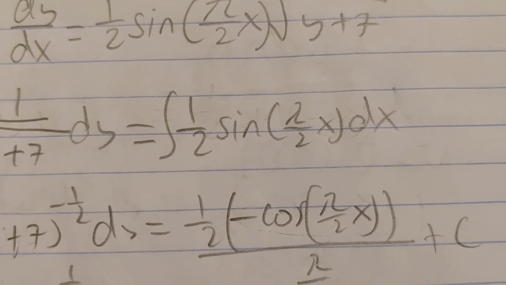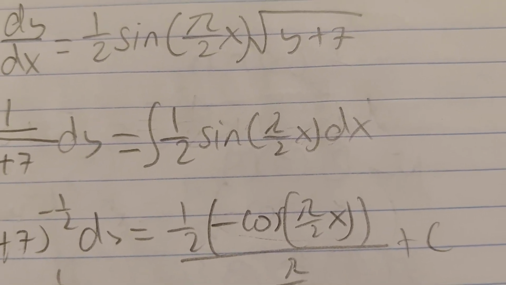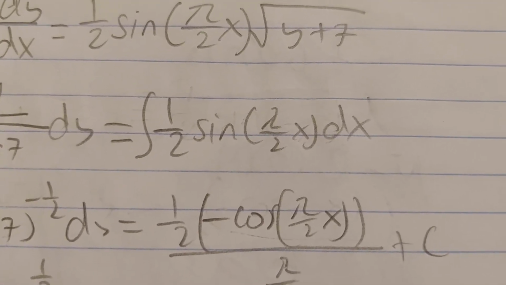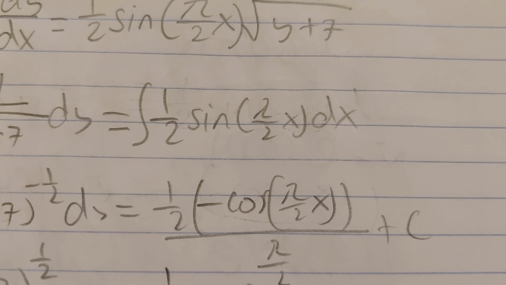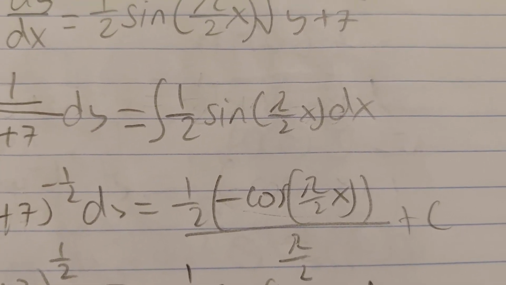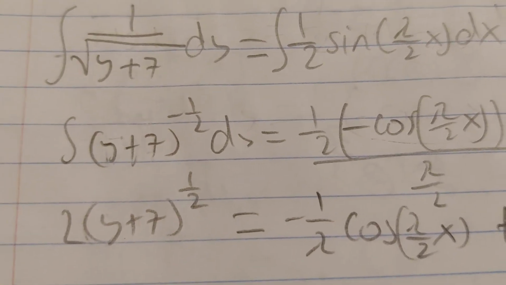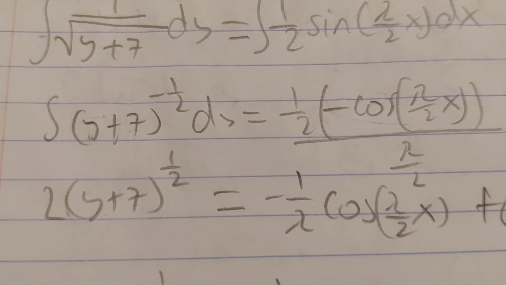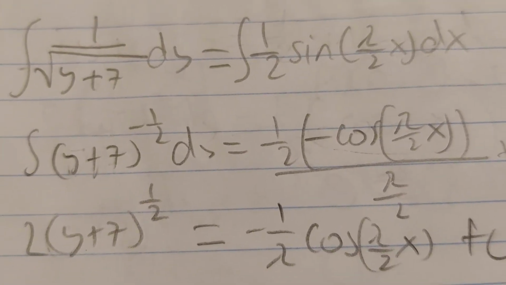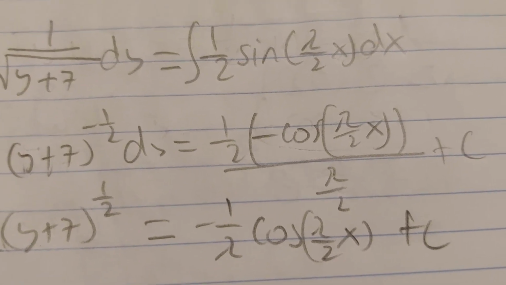we have 1/2. We take out the constant, and then the antiderivative of sine pi over 2x dx gives us negative cosine pi over 2x, all of that divided by 2 because of the chain rule inside the cosine pi over 2x. And then we can't forget the plus c. So when we integrate the left side again, we get 2 times y plus 7 to the power of 1/2. That's the antiderivative.